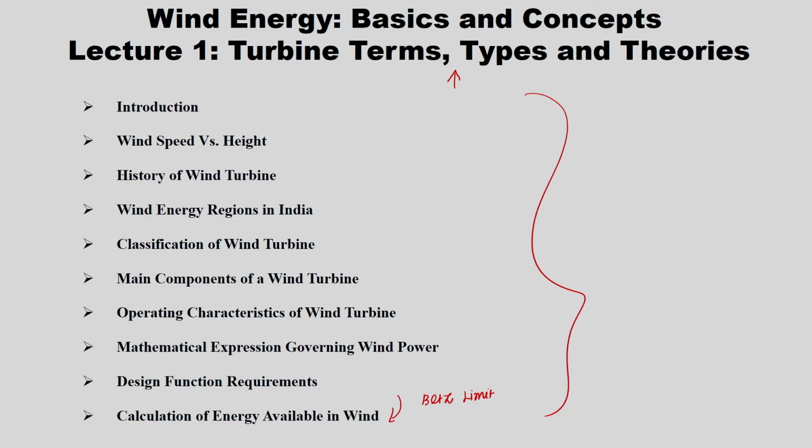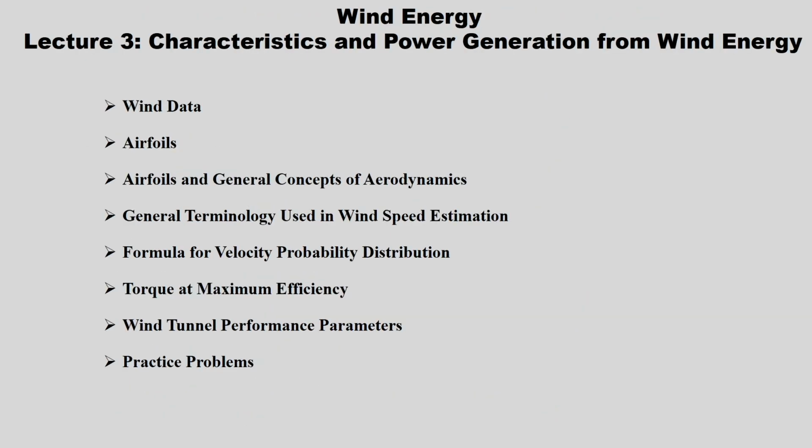Today in renewable energy engineering, solar, wind and biomass energy systems, we are going to see the last lecture of wind energy systems. Last week, we had wind energy basics and concepts. In that, we spent almost lectures 1 and 2 on turbine terms, types and theories, which included all these topics. This week, on characteristics and power generation from wind energy, in the first lecture we could cover till wind data, because we took a bit of time to recap whatever we did last week with some additional information.